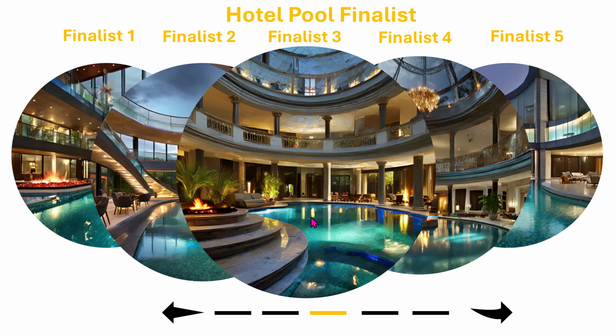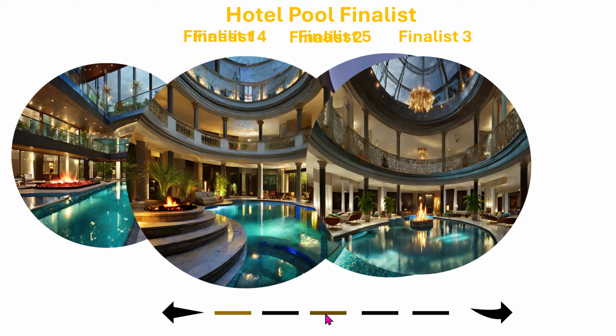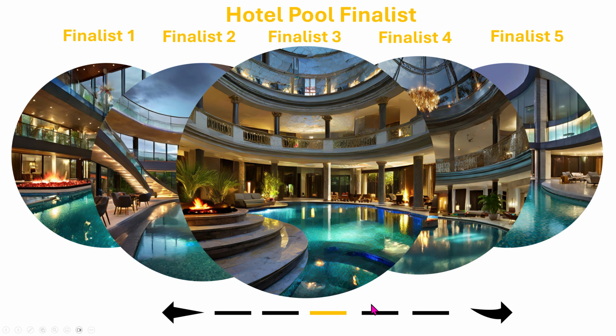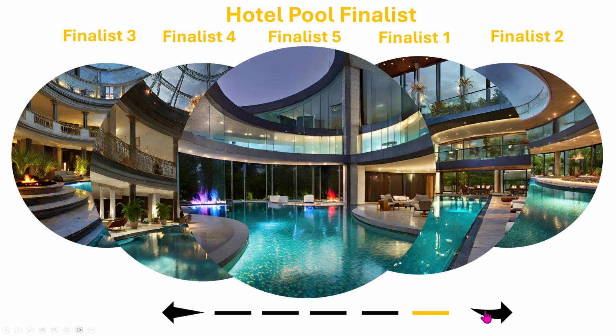In this particular training, we're going to do this carousel effect in PowerPoint. If I click on this particular number 1 for the finalists, it goes to finalist number 1. If I click on this bar for finalist 3, it goes to finalist 3. If I click on this bar for finalist 5, it goes to finalist 5. I could also use the left and right arrows.